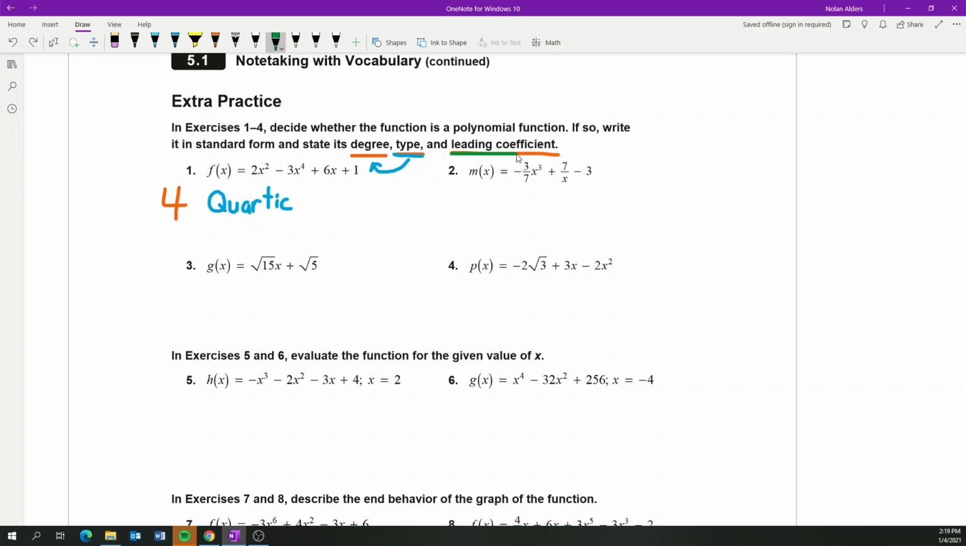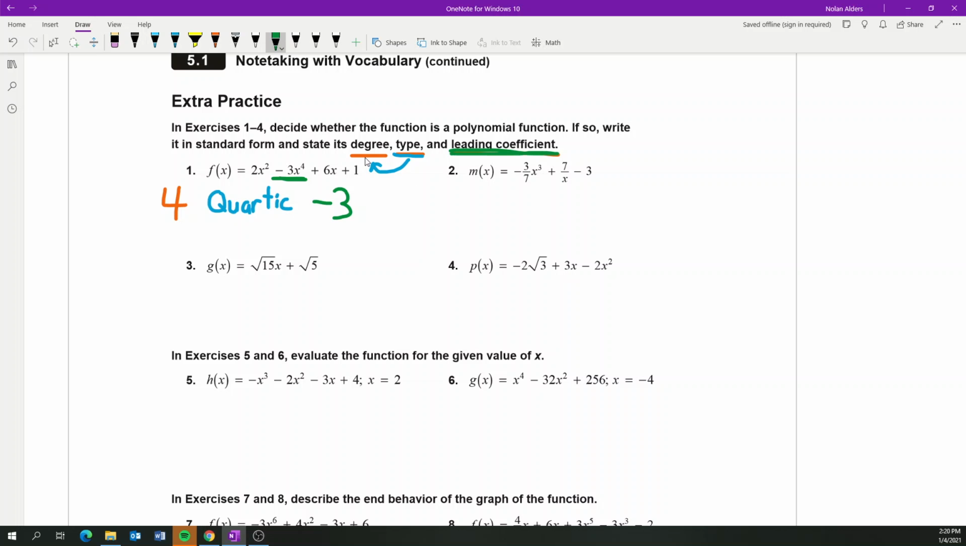All right, and then finally it says to find the leading coefficient. Leading coefficient. That's just the number that's in front of the x that has the degree on it. So for number 1, the leading coefficient would be the number that's in front of the x to the 4th, whichever x has the largest exponent. It's just the number in front of that. So the leading coefficient would be a -3 for number 1.